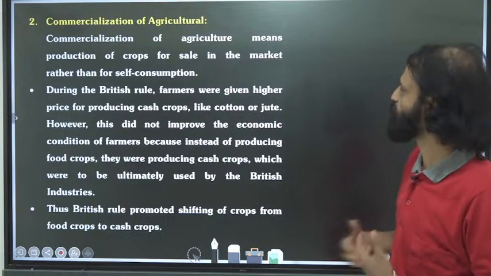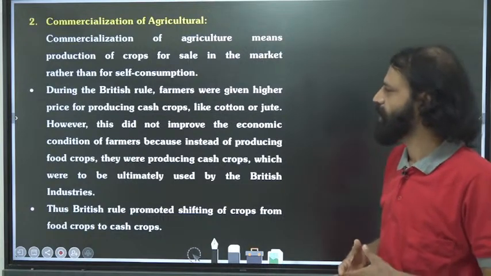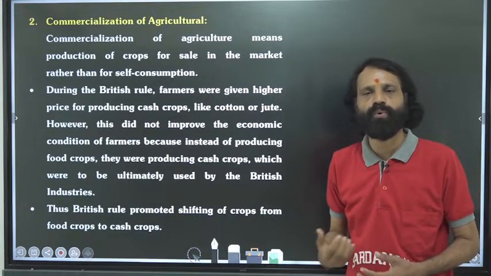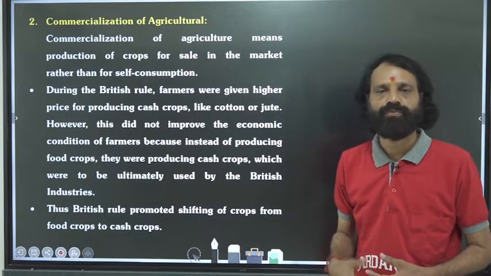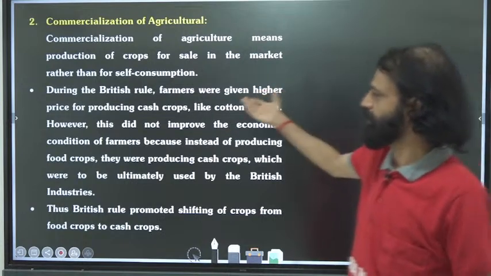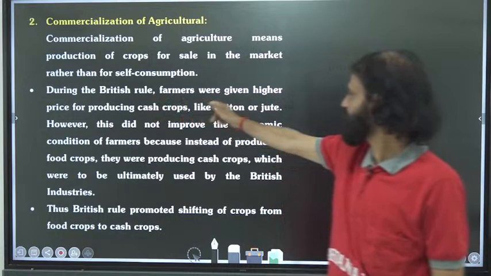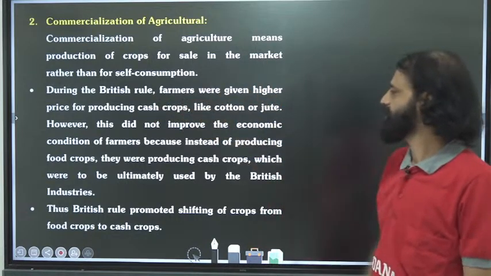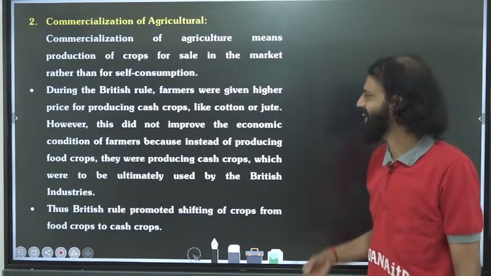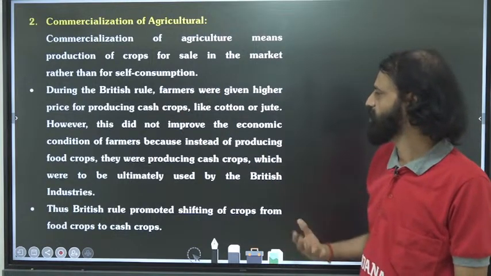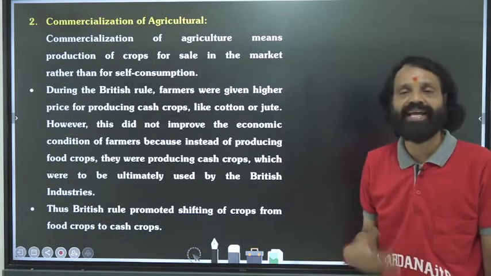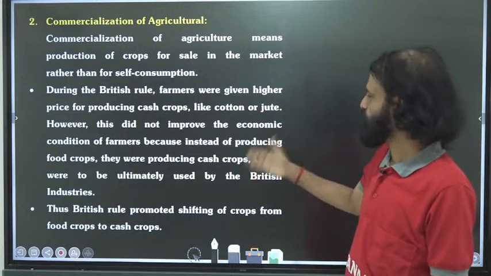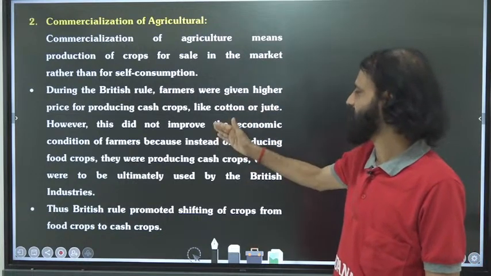Commercialization of agriculture. So the Britishers forced people to produce more cash crops than food crops. That happened. During the British rule, farmers were given a higher price for producing cash crops. They were encouraging the farmers to produce more cash crops than the food crops, cash crops like cotton, jute, etc.